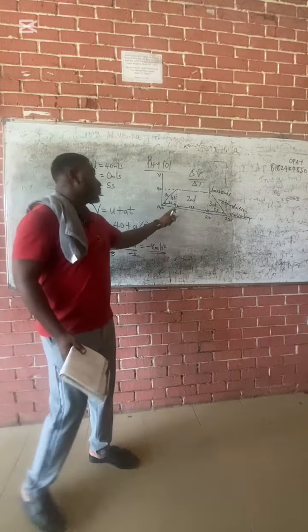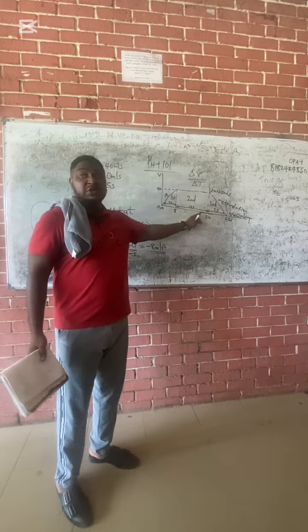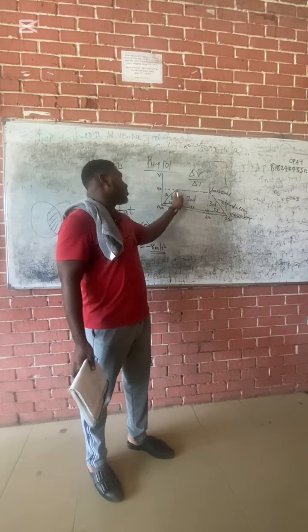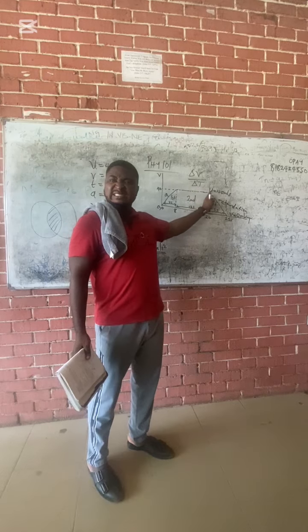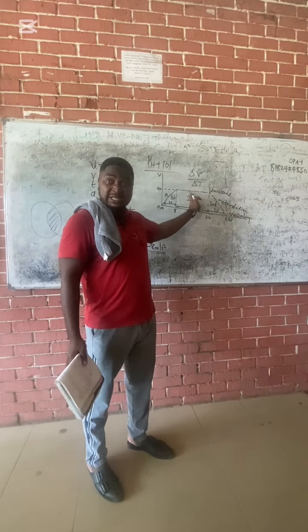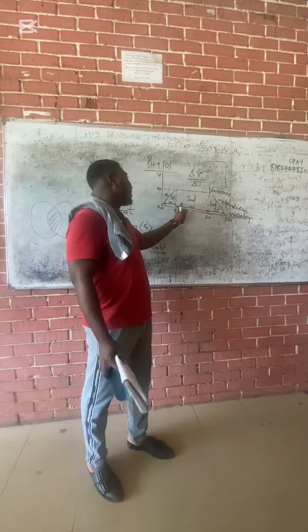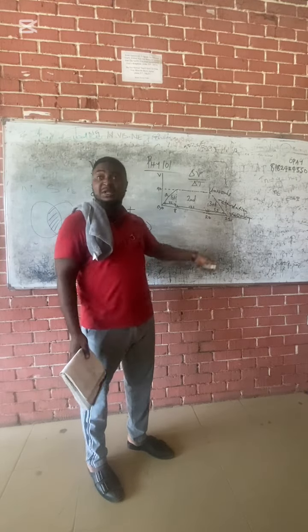The 12 seconds is what happens between here and here. There was no retardation here. Between the 12 seconds, the body was moving at constant velocity. Listen to the question, it was moving uniformly. This was where it started coming down. So we have no business with what happens in this 12-second interval.